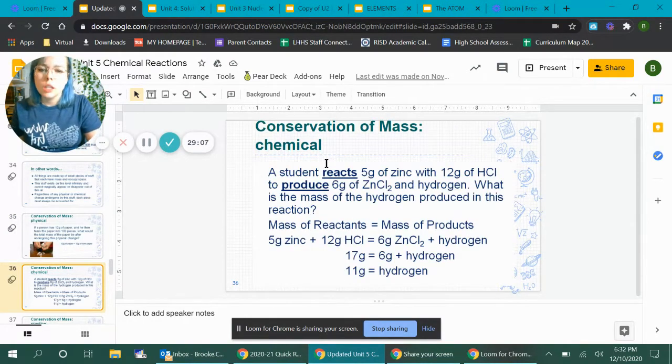So when we're talking about a chemical equation and we're looking at conservation of mass, add up the grams on both sides of the equation and solve for x. That's all it is. 5 grams plus 12 grams equals 6 grams plus x grams of hydrogen. Okay, solve for x. That's all you have to do. It's basic algebra. You can do it. I promise you, you're gonna kill these questions.